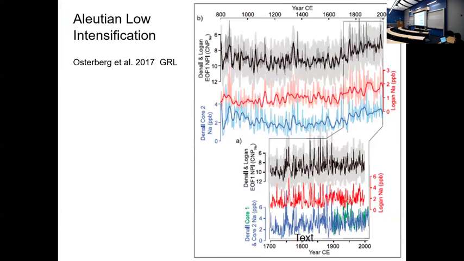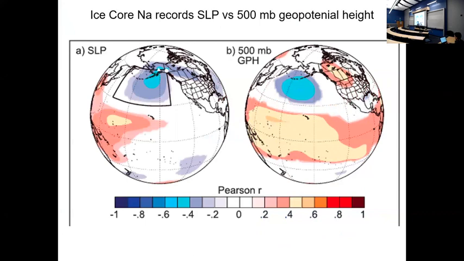We've seen this change in the North Pacific Index, which is an indication that the strength of the Aleutian Low is intensifying. All right, so that's nice, sort of wiggles on a plot, but does it actually match reality? So what we did is we took our proxy index and compared it to both sea level pressure, which is the sea level manifestation of the Aleutian Low, and then the 500 millibar geopotential height. And again, this is just over the period of the instrumental record.